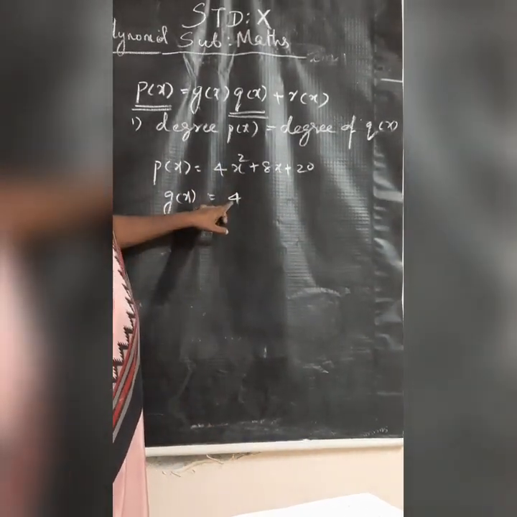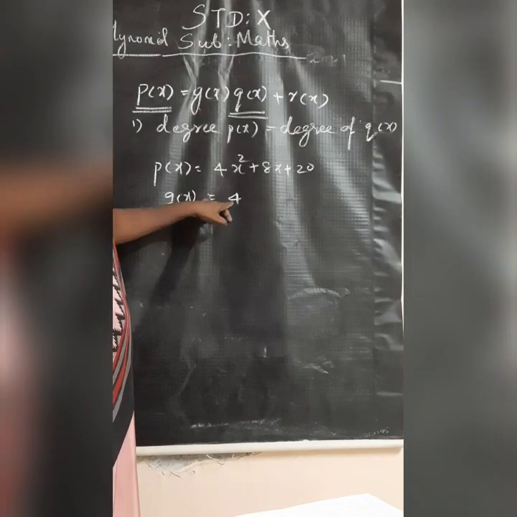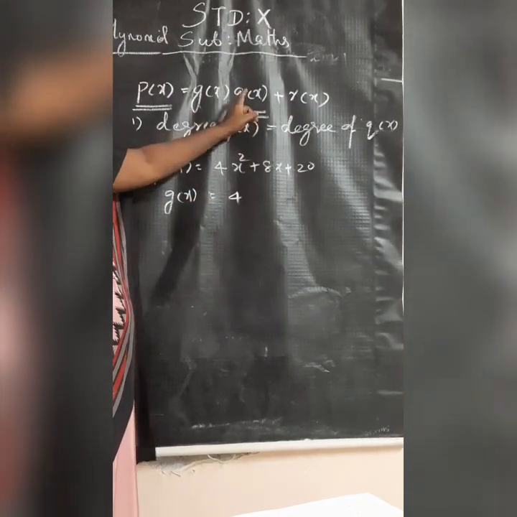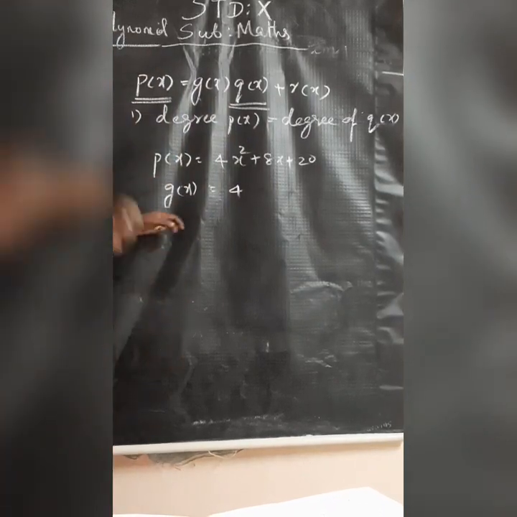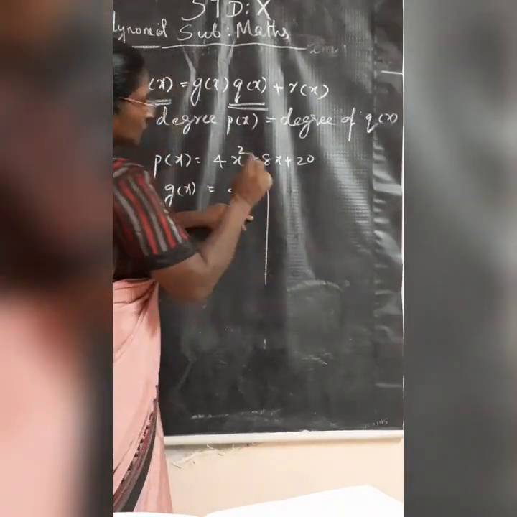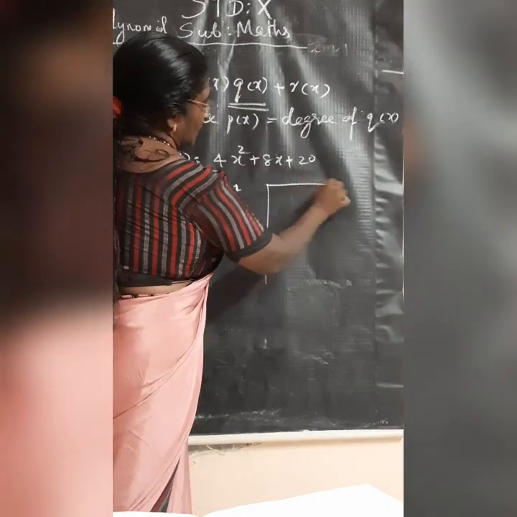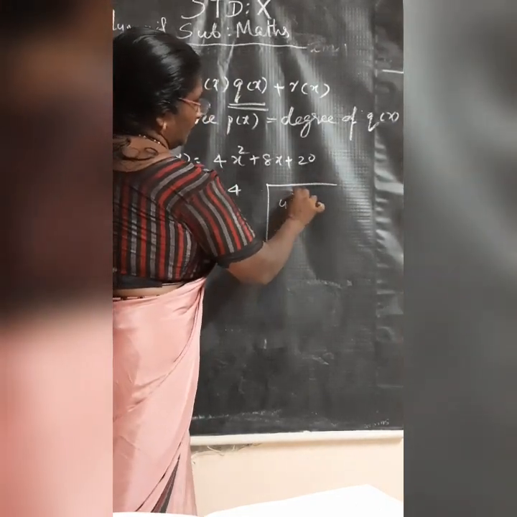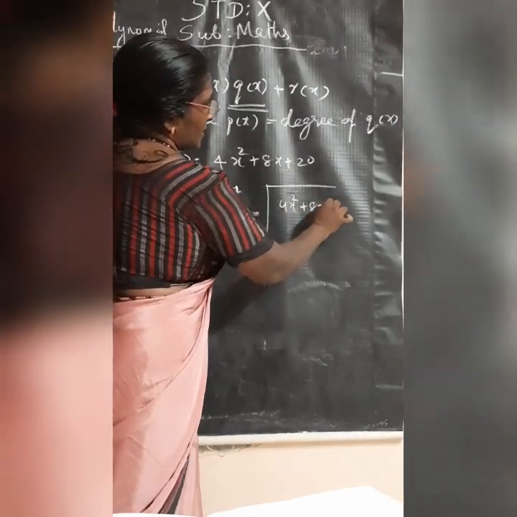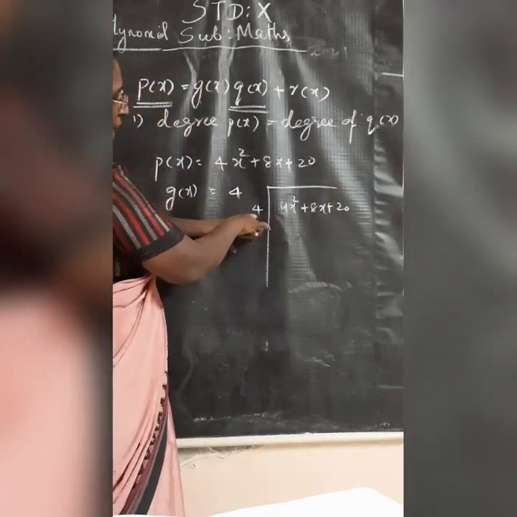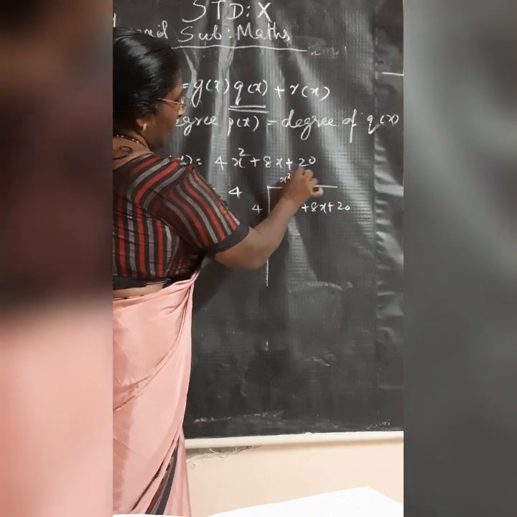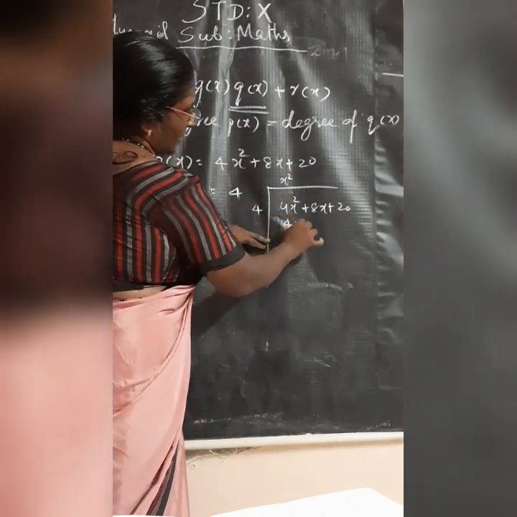Now if you take g of x as 4, then you can very clearly say the degree of q of x will be the same as p of x, 2 only will come. I will divide one and show you. So see here, 4x square plus 8x plus 20, I am going to divide. Dividing by 4, 4x square by 4, how much is coming? x square. x square into 4, 4x square.